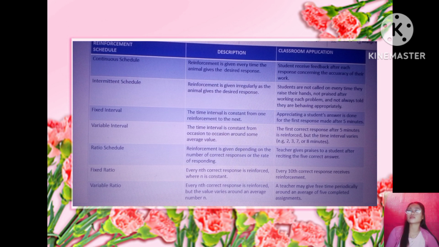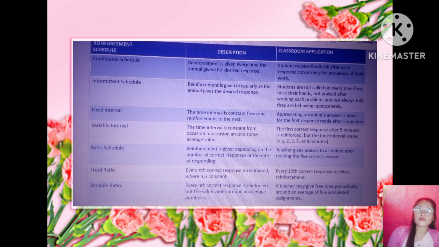So next we have the fixed ratio. So fixed ratio is a fixed number. Okay? So every nth correct response is reinforced, wherein n is constant. Every 10 correct responses receive reinforcement. Example, si teacher naghatag siya og reward. So iyang reward is candies. So if maka-answer siya og 10 correct answers, fix po na 10 po ihatag niya nga candies. Okay? Dili siya pwede muhatag og duha or tulo. So 10 correct answers, muhatag siya og candies. So, binibigyan mo siya ng reward after the correct response. So, that we call the fixed ratio.